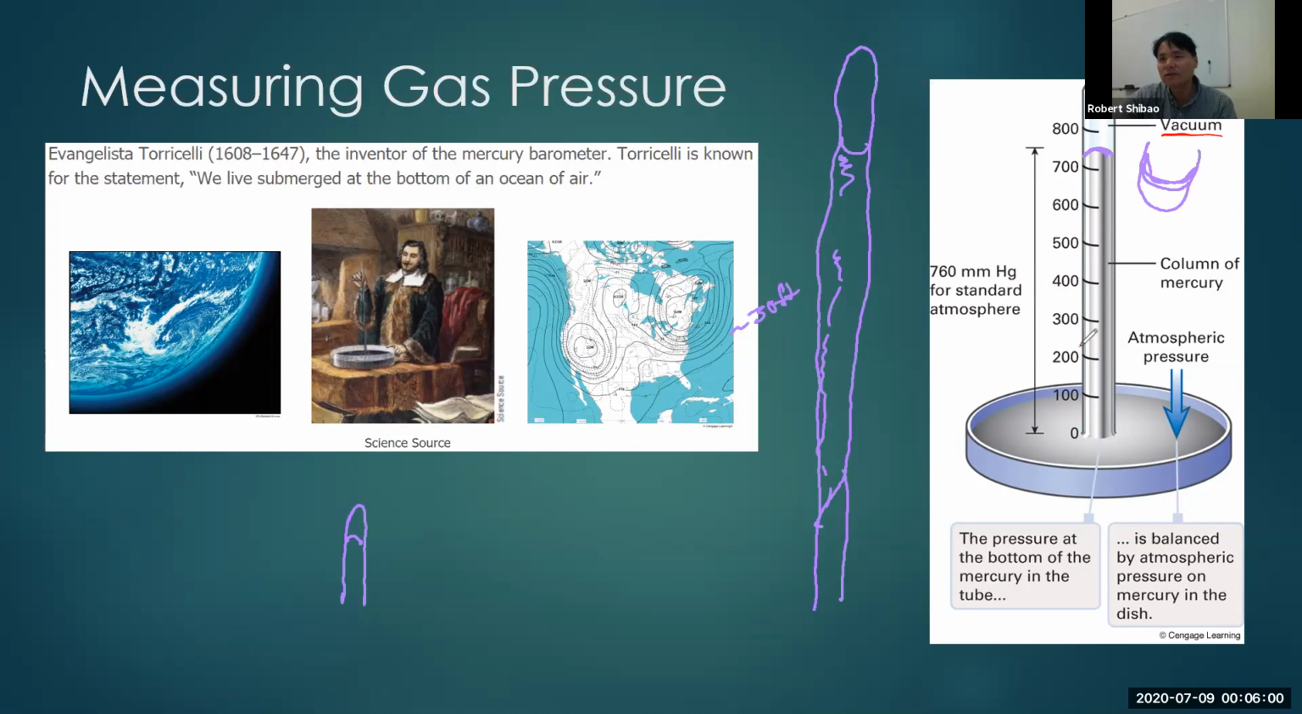We could use other liquids too, but the most dense liquid is mercury, and therefore they use mercury in this. And mercury is not healthy, but it's practical. Other liquids aren't practical because they're so light compared to mercury. And in that case, if it's too light, this tube is going to extend sky high.